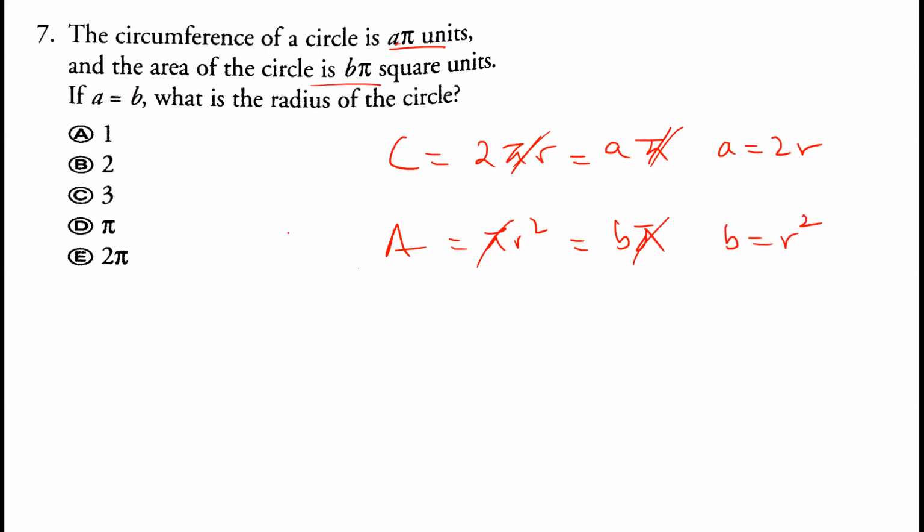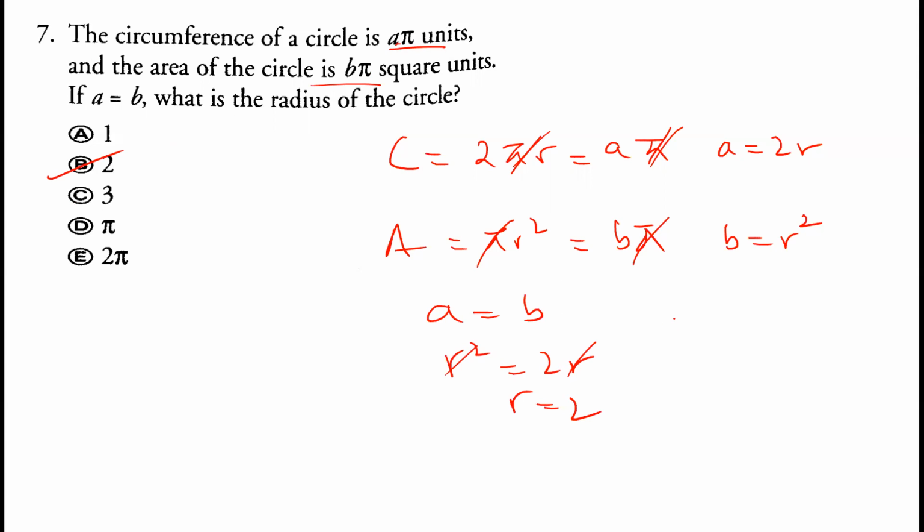we have B equals r square, and we know A equals B and r square equals 2r, then what will be the value of r? R and r cancel out, r equals 2. So option B is correct.